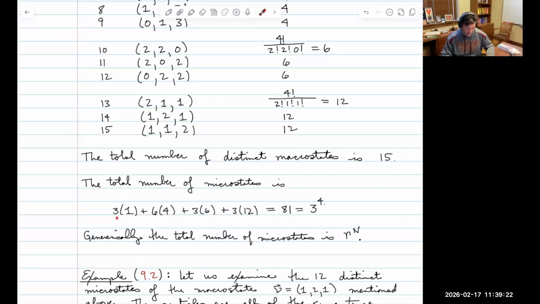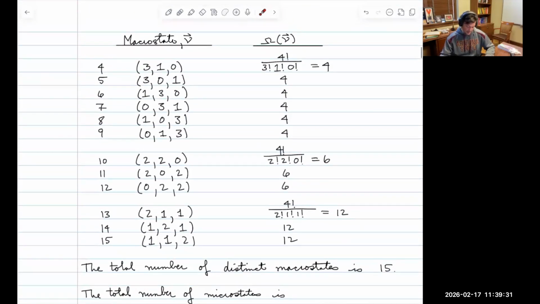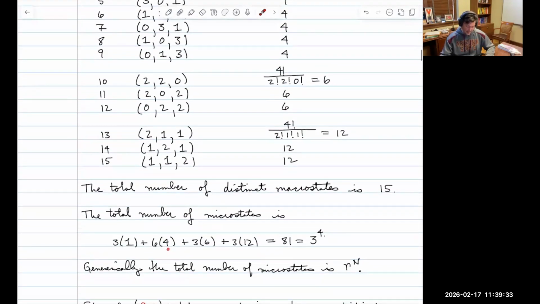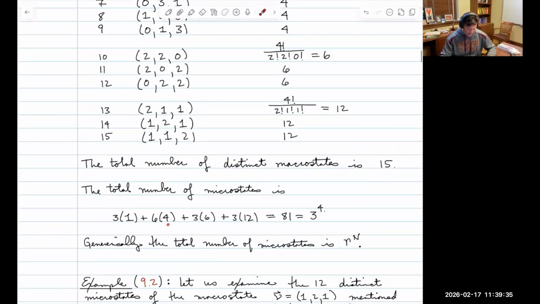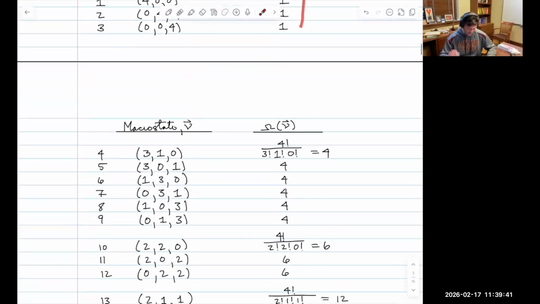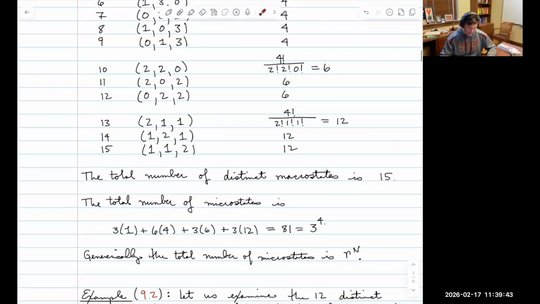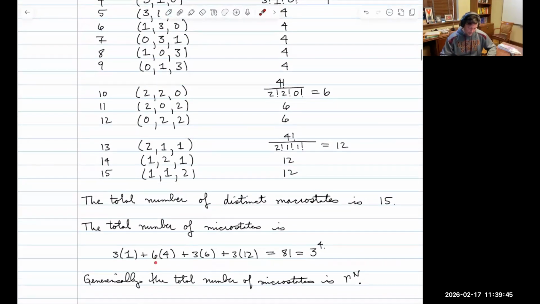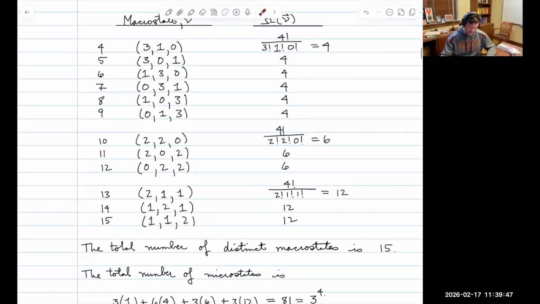Well, there are three macrostates that have one microstate each. There are six macrostates that have four microstates each. Did I get that right? I got that wrong. So there are three macrostates with one microstate in each. That's right. There are six with four microstates. That's this six here.